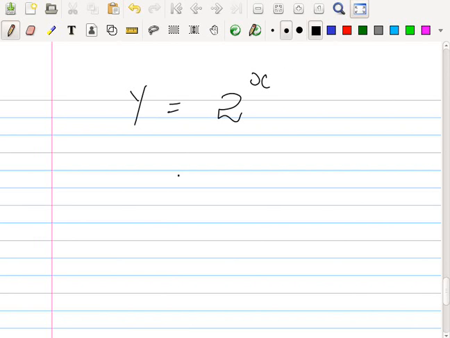So we don't really want the 2 here. So how can I clean this up? What's a good way to kind of clean things up with powers and bases? Well, you can put a log on both sides. So you get log y equals log 2x. And what happens to the x?